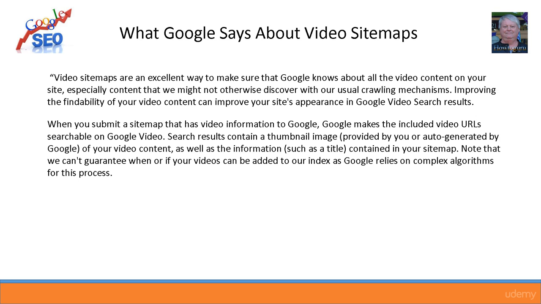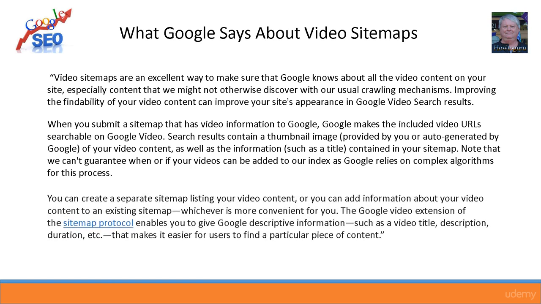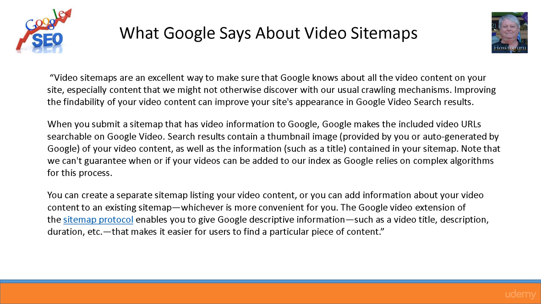Note that we can't guarantee when or if your videos can be added to our index, as Google relies on complex algorithms for the process. You can create a separate sitemap listing of your video content, or you can add information about your video content to an existing sitemap, whichever is more convenient for you. The Google Video extension of the sitemap protocol enables you to give Google descriptive information, such as a video title, description, duration, etc. That makes it easier for users to find a particular piece of content.